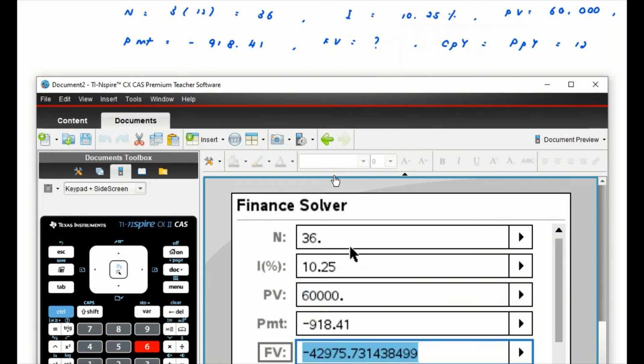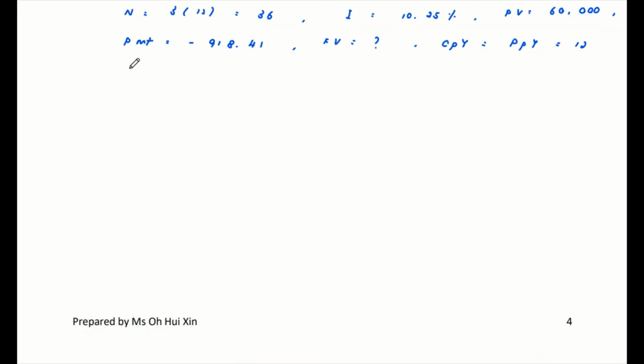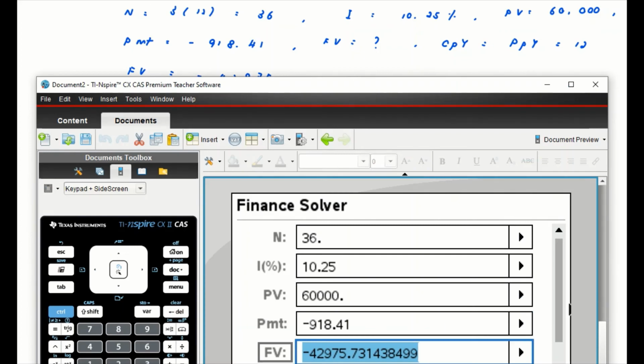Okay, so you can see that after 3 years, the FV here is equal to negative 42,972.7314. Which means you still owe 42,972.73 after 3 years.